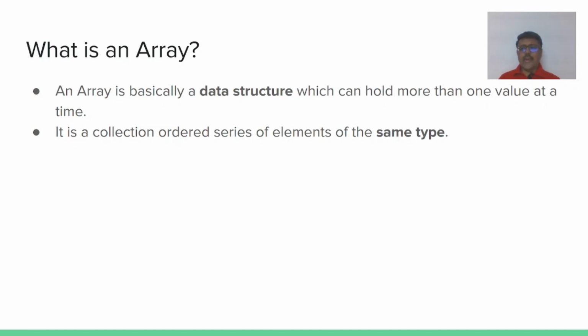So quickly get into the array part. Array is basically a data structure. It is not a data type. It can hold more than one value at a time. Okay, it is similar to list, tuple, and set. It is a collection of an ordered series of elements of the same type. So array is very interesting in that it can have only data of the same type.